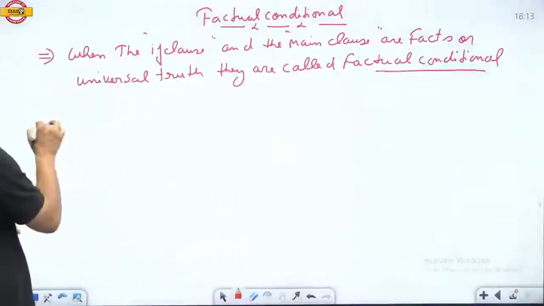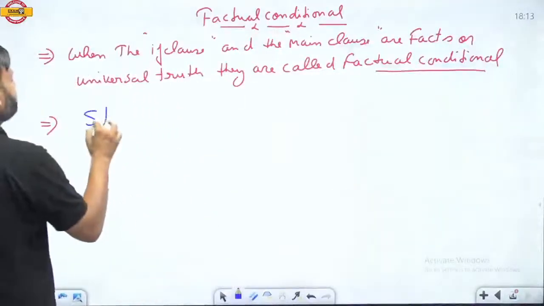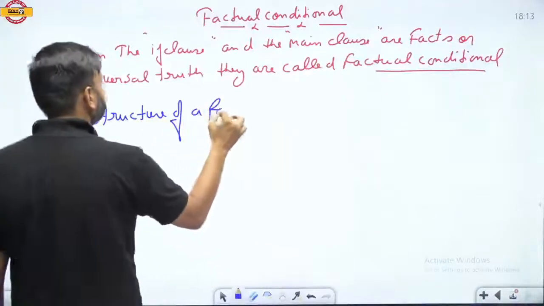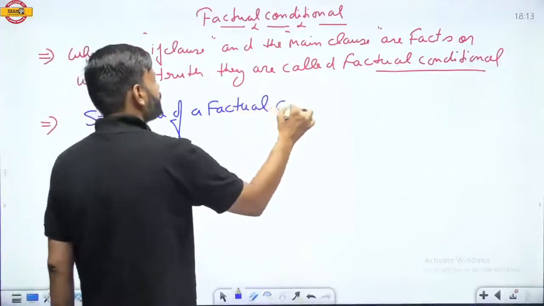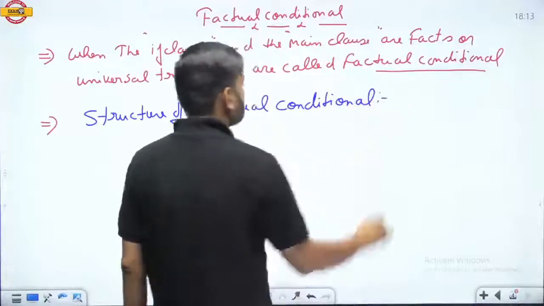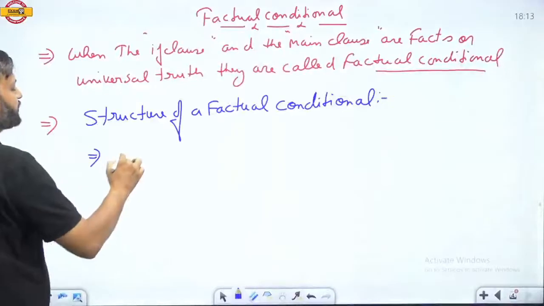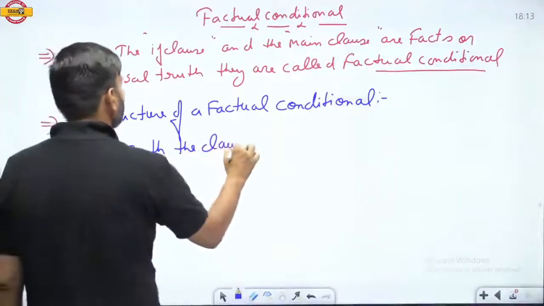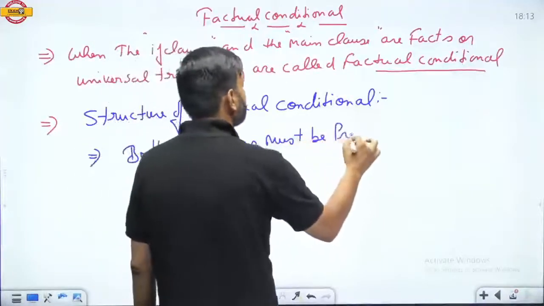Now what should be the structure of a factual conditional? The structure of a factual conditional is that both the clauses must be present indefinite.